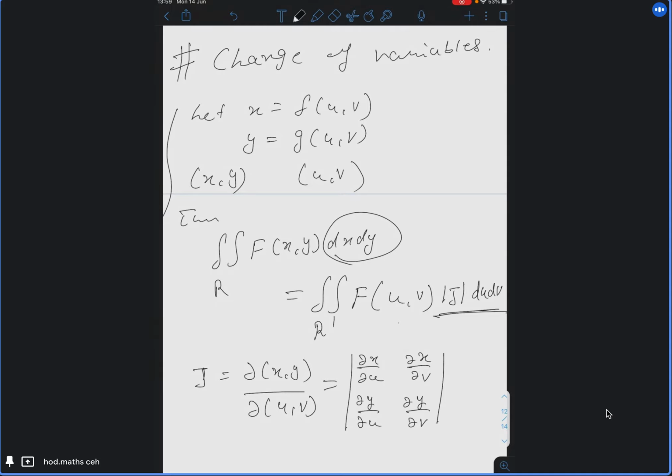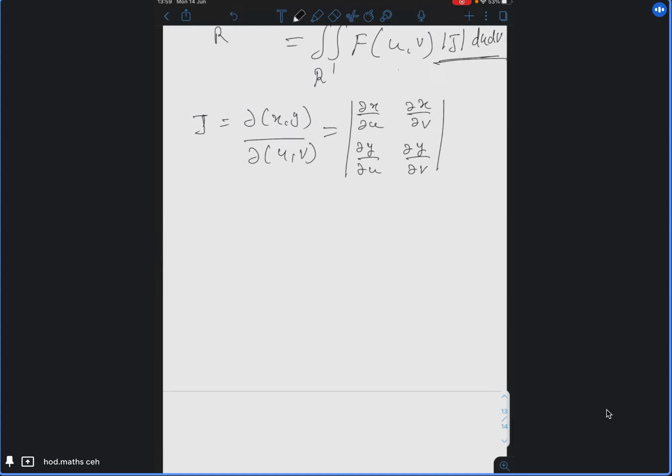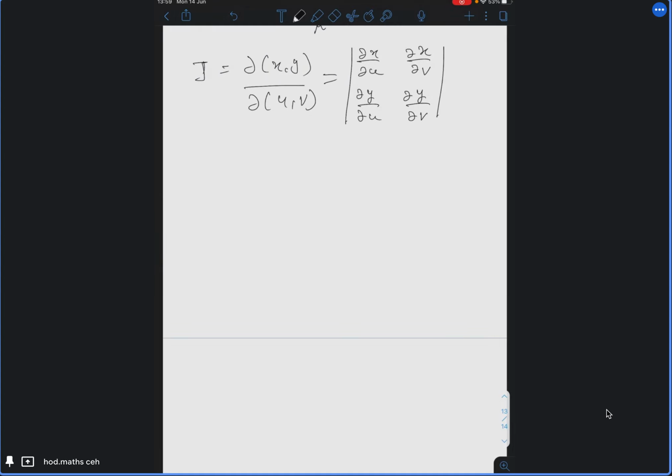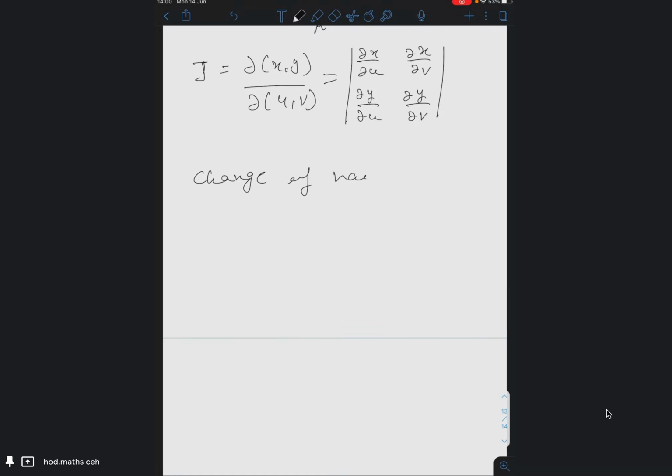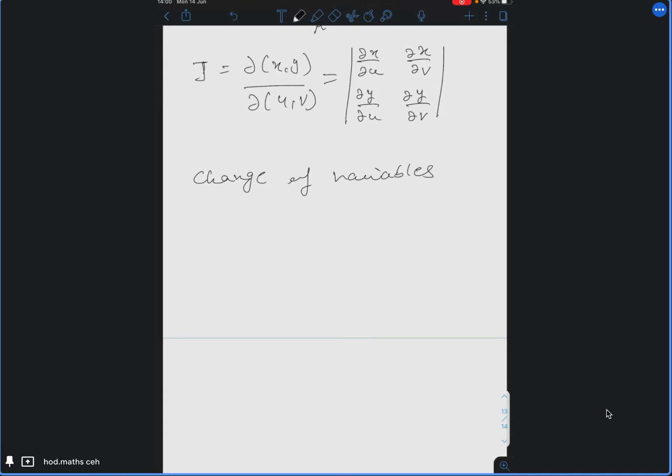Let's see this in polar coordinates, what will happen. In the case of polar coordinates, what are the transformations? Tell me, what are the transformations from Cartesian to polar? X is equal to r cos theta, y is equal to r sin theta. Correct answer. Don't doubt yourself.